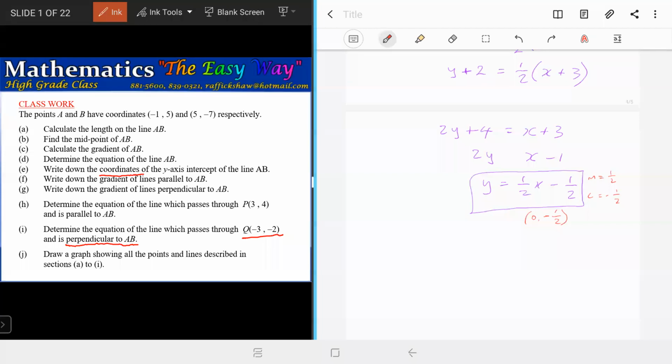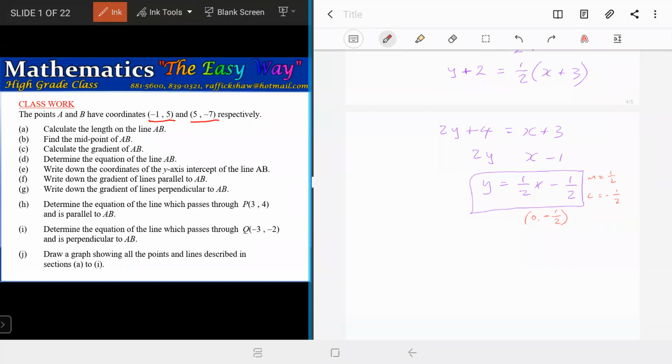All right, so we're going to draw the graph now. The next part wants us to draw a graph. It says, draw the graph showing all the points and all the lines described above. All the points and all the lines we must show on the graph.